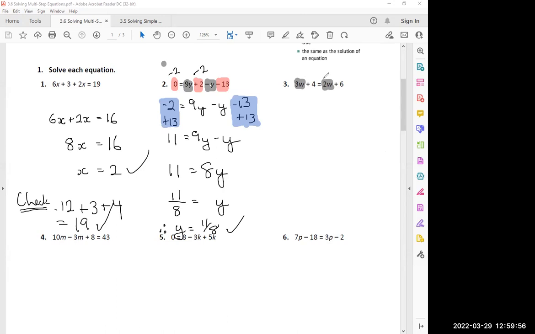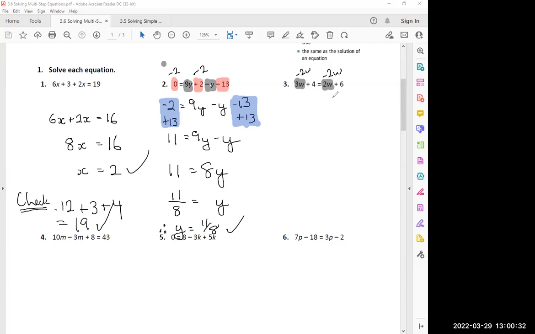They are, but I need to have them both on the same side. So the logic is, I don't want it on the right side. How do you get rid of a 2W? I am going to subtract 2W from both sides. Of course, 2W is a term, it's still a number, so you could do whatever you want with it. But if it was like 2A, same thing. 2X, same thing.